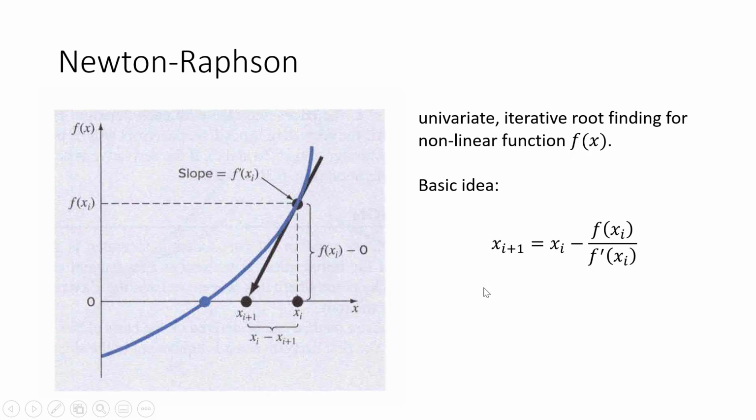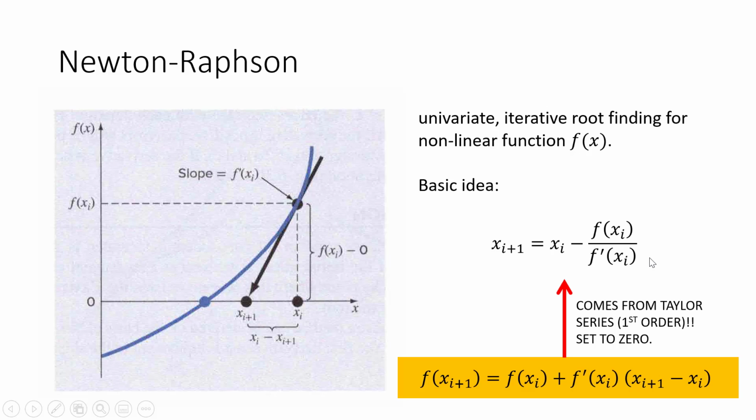So remember your Newton-Raphson where you have a univariate function, and you need to be able to differentiate that function. And the basic idea is that the next point is the current point minus the evaluated function over the evaluated derivative. And that, remember, comes from Taylor series, it seems, but a first order Taylor series expansion of the function of the next point is equal to the function of the current point plus the derivative at the current point times the step from the current point towards the next point.